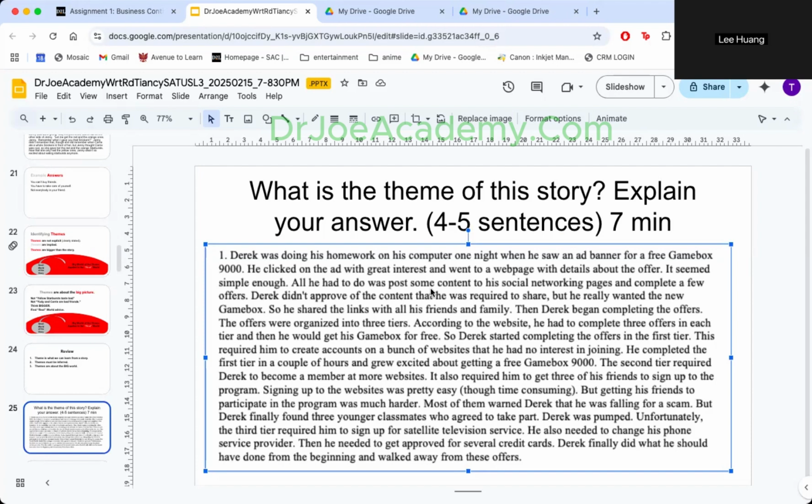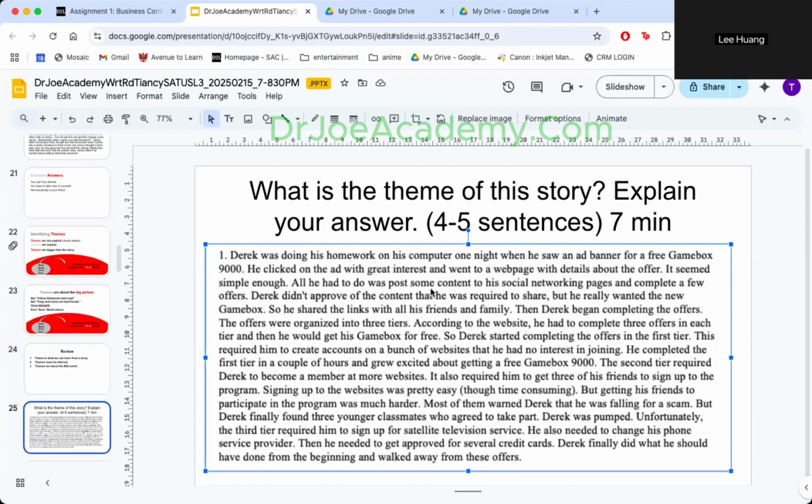Then he would get his game box for free. So Derek started completing the offers of the first tier. This required him to create an account on a bunch of websites that he had no interest in joining. He completed the first tier in a couple of hours and grew excited about getting a free Gamebox 9000.